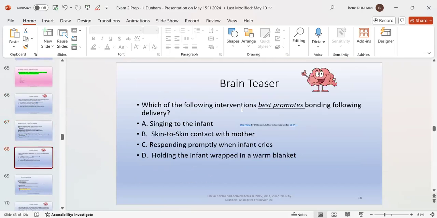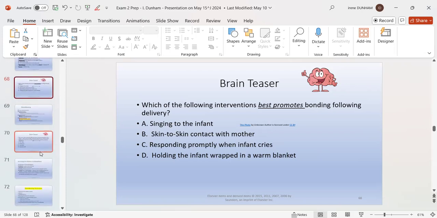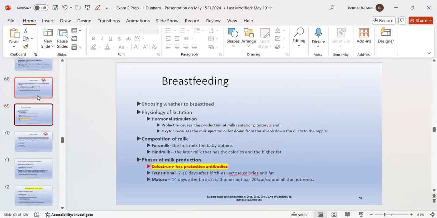So which of the following interventions best promotes bonding following a delivery? B. B as in boy? Yeah. Okay. Skin to skin, always. Okay, good. Okay. Breastfeeding, there's 2 hormones that you need to remember.